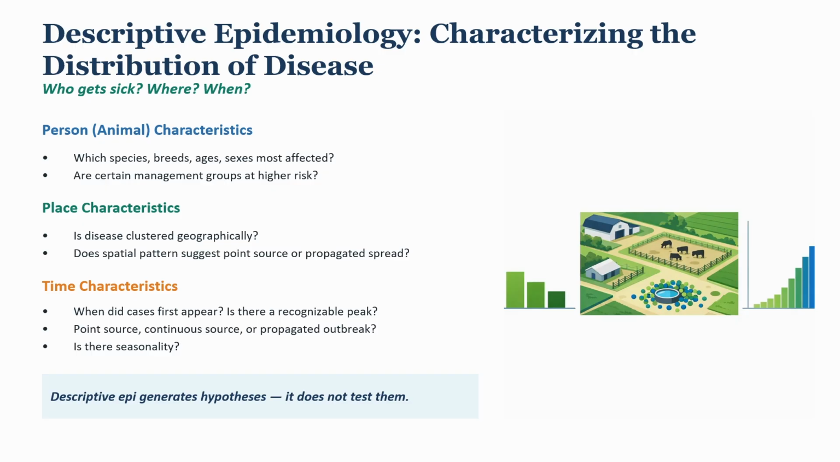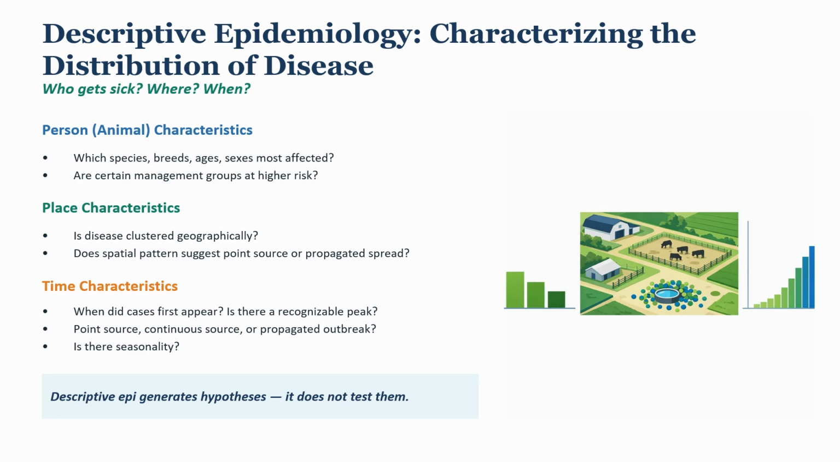The time dimension is captured in the epidemic curve, a histogram of cases over time. The shape of the epidemic curve is one of the most powerful descriptive tools in outbreak investigation. A sharp peak with a narrow time window suggests a point source exposure. All animals were exposed at roughly the same time to the same source. A prolonged, gradually rising and falling curve suggests continuous exposure. A series of waves suggests propagated spread from animal to animal. We'll build epidemic curves fully in Unit 7, Talk 7.2.